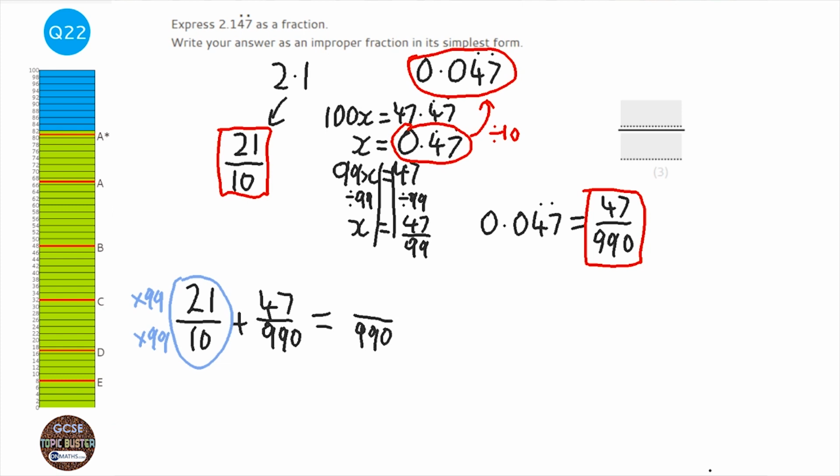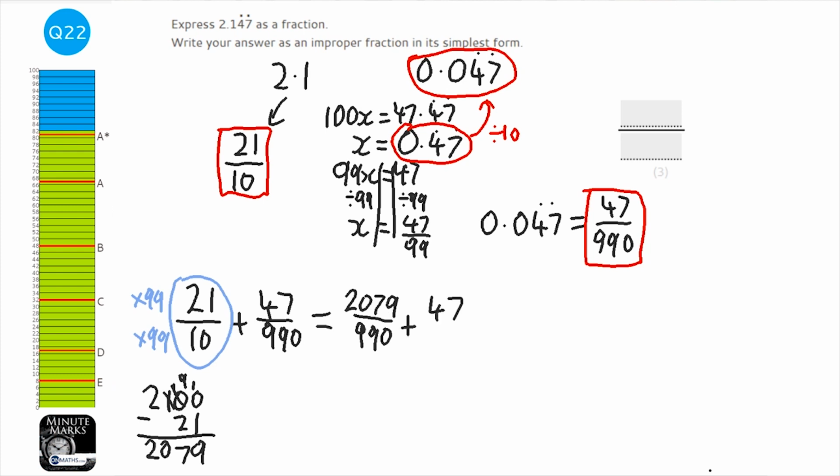And so we need to do 21 times 99. Well, what I can do is times 21 by 100, and let's do this down here, and then just take away 21 from it. So 10 take away 1 is 9, 9 take away 2 is 7, that's going to be 0, and that's going to be 2. So it's 2079 over 990.